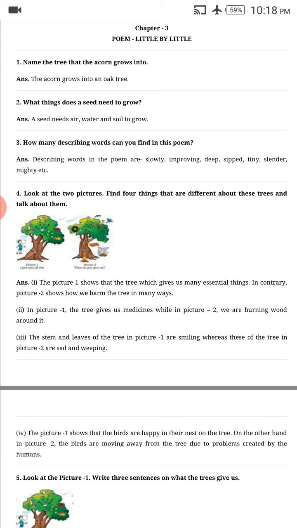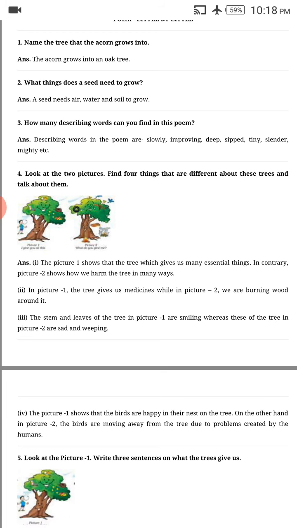In the textbook you can see that two pictures are given, so you have to write it yourself, the difference between the two trees, right? So you have to do it yourself.